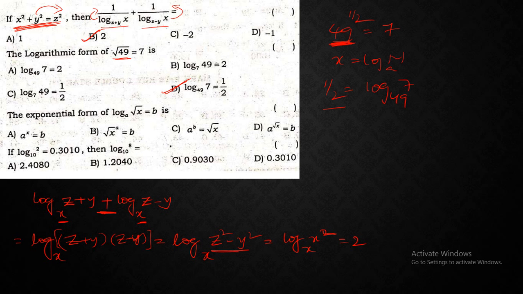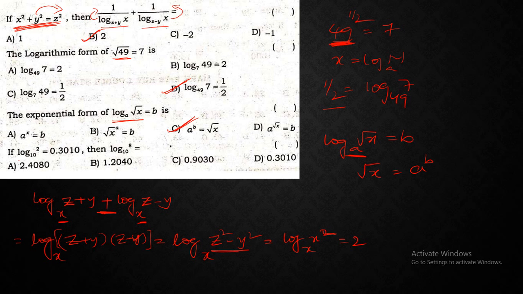Next, moving on to the exponential form of log root x to the base a is equal to b. So what has he given? Log root x to the base a is equal to b. So here the base will always be the base. So from this what can I say? Root x is equal to a power b. Root x is equal to a power b. So option C is my answer.